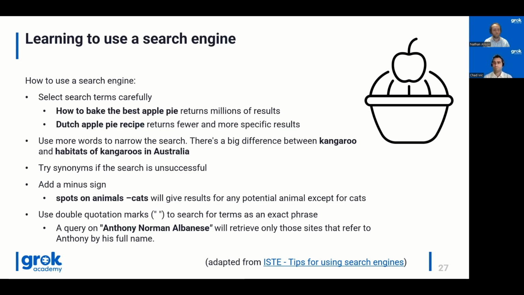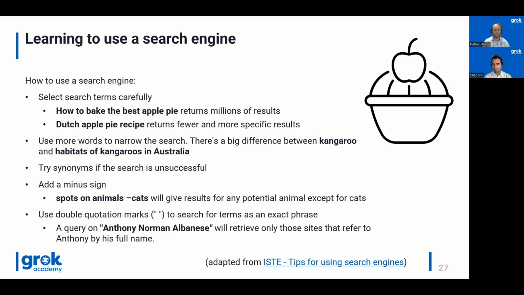But it's one thing to just send the students off to use the browser and off they go. But if we can give them some explicit guidelines in using the search engine, that can be fantastic. So I've got some examples here. So if you ask students to select the search terms really carefully, so for example, if you were to put in how to bake the best apple pie, that actually returns millions of results. So if you're a bit more careful with the terms that we use, Dutch apple pie returns a lot fewer and more specific results.